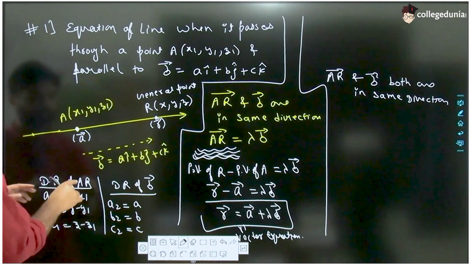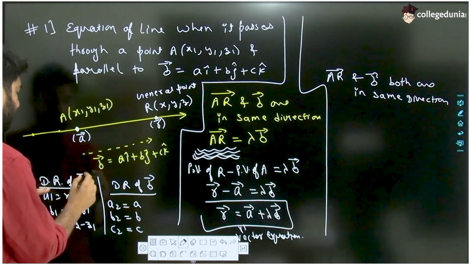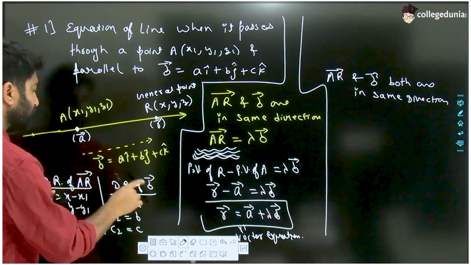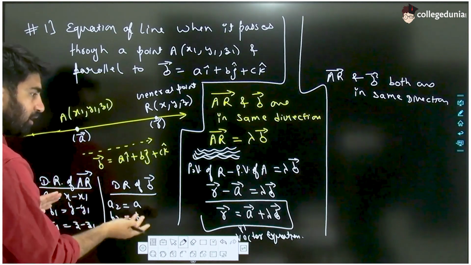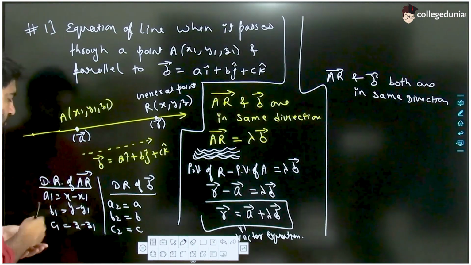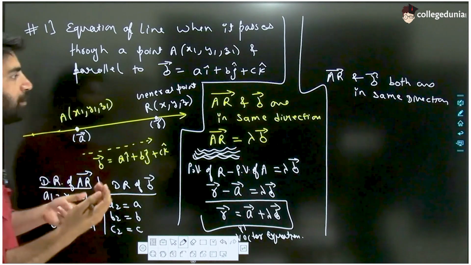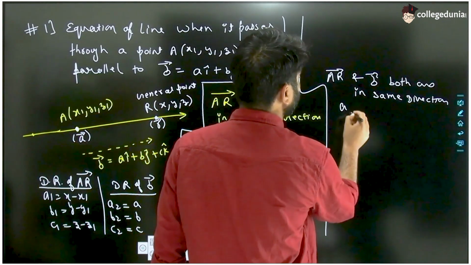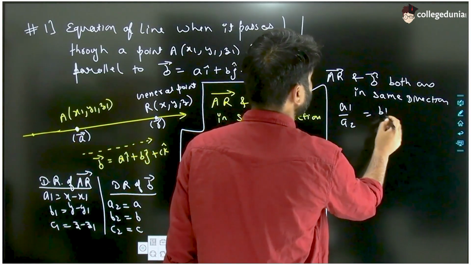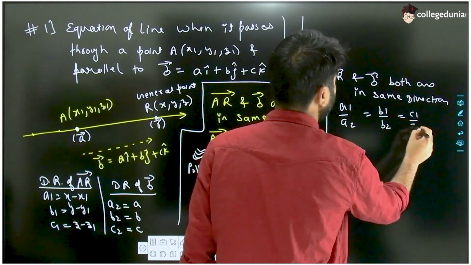And since these two vectors, vector A and vector B, are both collinear, parallel, and in the same direction, their direction ratios will be proportional, right? Like a1 upon a2 equal to b1 upon b2 equal to c1 upon c2.